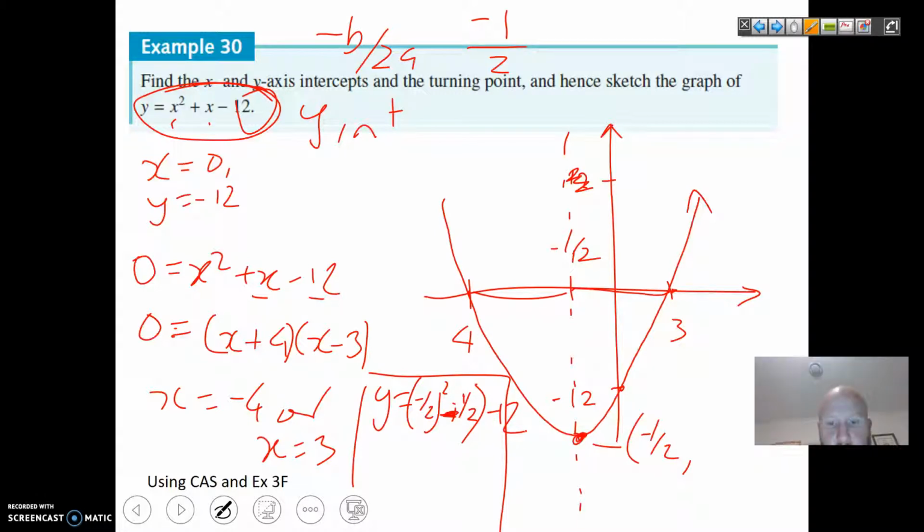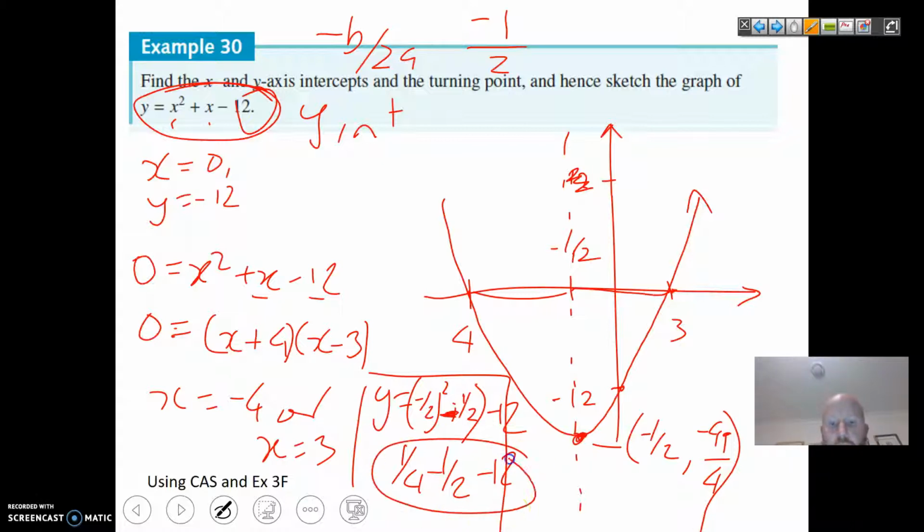So this would be a quarter take a half take 12. Alright, so quarter, common denominator, 1/4 take 2/4 would be minus 1/4. Minus 1/4 take 48 quarters, minus 49 on 4 is the final answer. When we turn that into a number, that was what the y value is. Apologies for the mess writing with my finger.